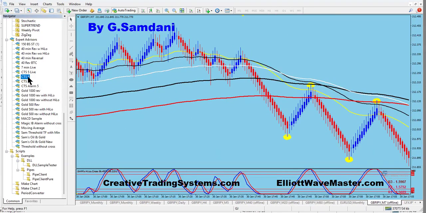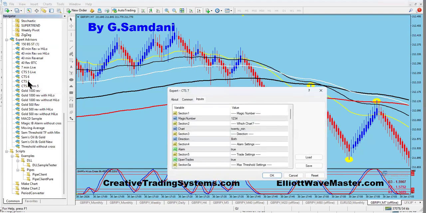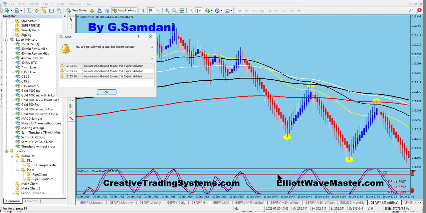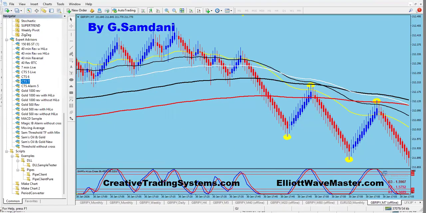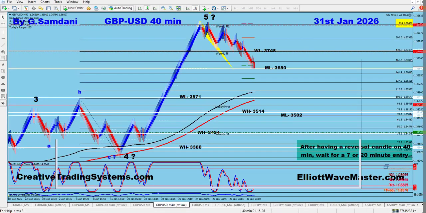So anyway, before you put it on, you have an option. See this option here, you have to set a direction. It says both, meaning long and short. So what is the correct way? Let me give you an example so you can understand.